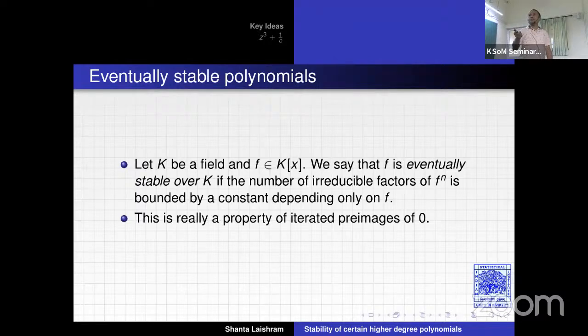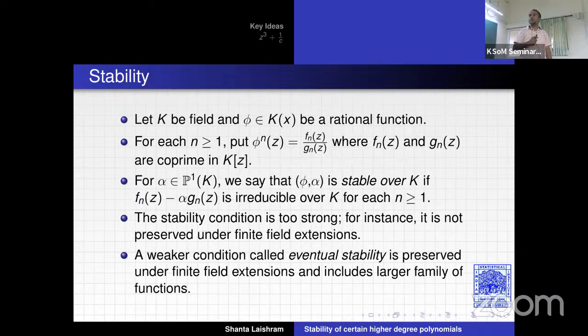So this is actually a property of iterated pre-images of 0. Now I'm going to generalize it to rational functions. You start with the field k and take a rational function phi. You write the rational function as f by g. For every n, the nth iterate you write as fn by gn, where fn and gn are co-prime.